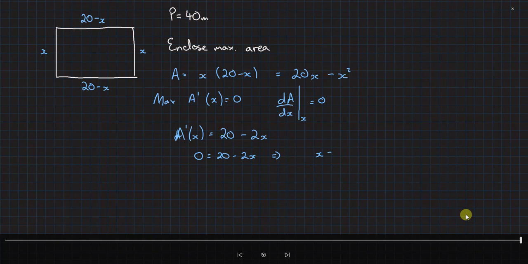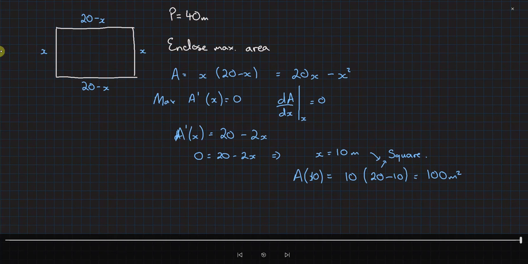And that gives me a solution when x equals 10 metres. Find the area when x is 10. It is going to be 10 multiplied by 20 minus 10, which is 10, is 100 meters squared. And notice, because of that, as we said earlier, it's a square shape.